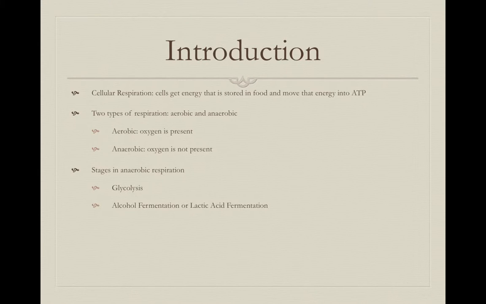There are two stages in anaerobic respiration: glycolysis and alcohol fermentation or lactic acid fermentation. And there are three stages in aerobic respiration: glycolysis, Krebs cycle, and the electron transport chain plus chemiosmosis.